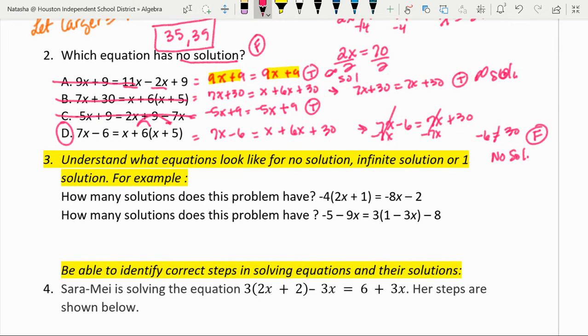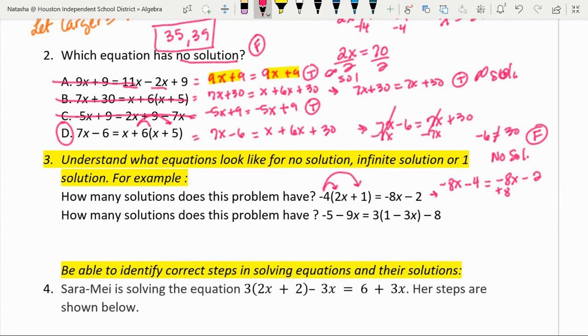Number 3. All right, if I look at question number 3, I'm going to do the same thing. I want to say how many problems and how many solutions each one of these questions have. So if I look at negative 4 times 2x, that becomes negative 8x. Okay, and then negative 4 times positive 1 is going to become negative 4. That's going to be equal to negative 8x minus 2.